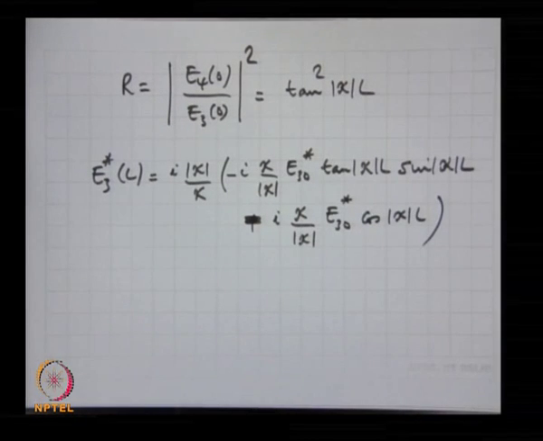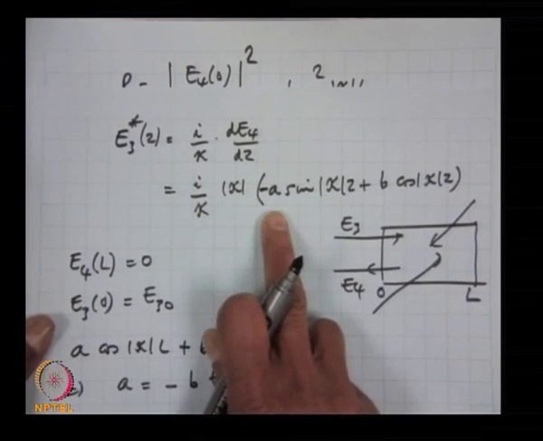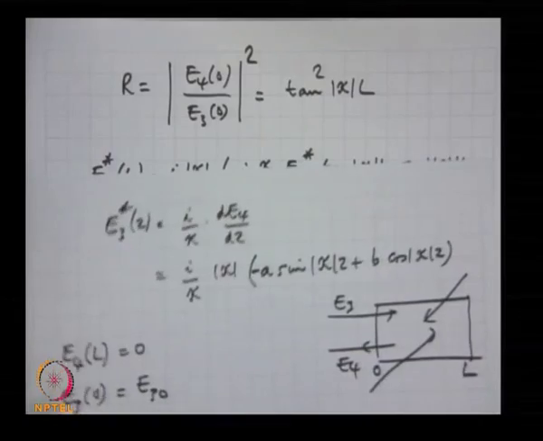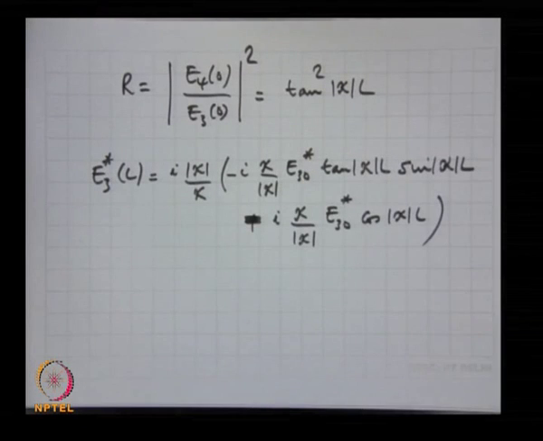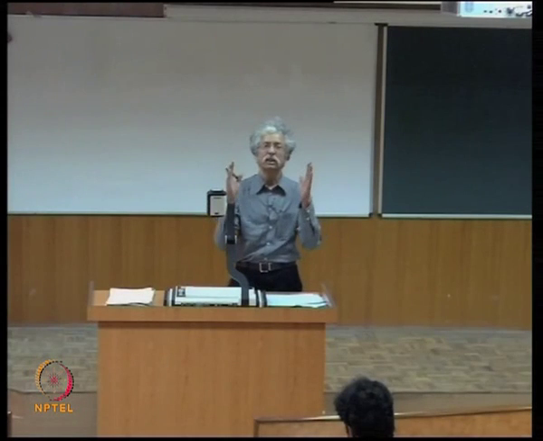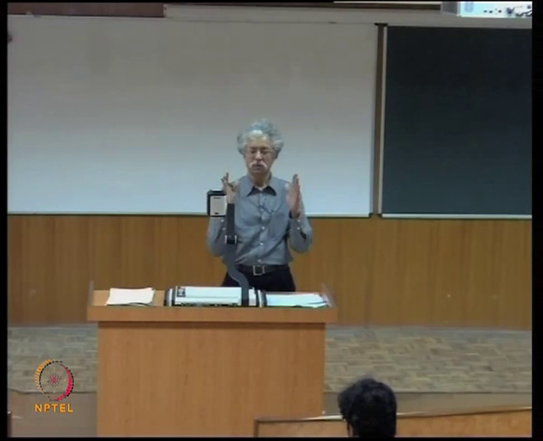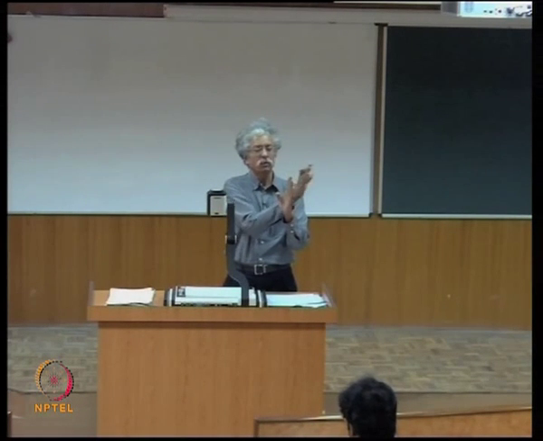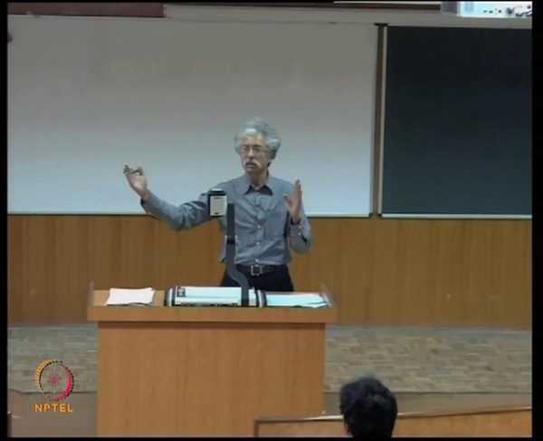I am just substituting into this equation, which is the expression for E3 star of Z, the values of A and B, which we have found out, and at Z is equal to L. That's a transmission coefficient. The mirror is the region between Z is equal to 0 and L. So wave is incident from here, it generates a wave in this direction, reflection coefficient, and the transmission coefficient here.